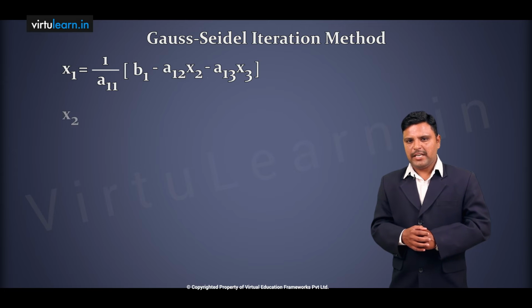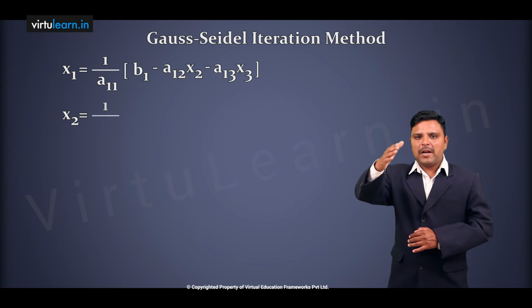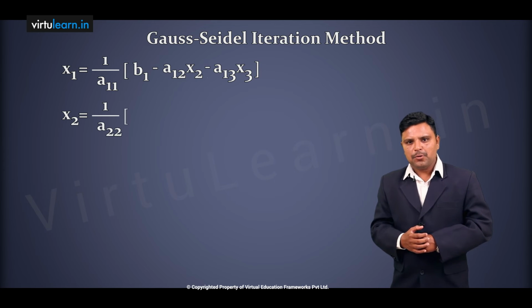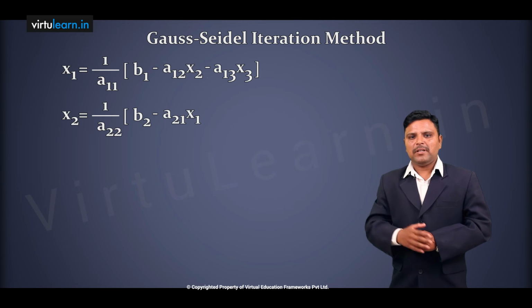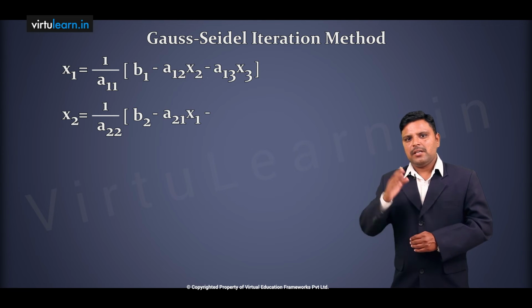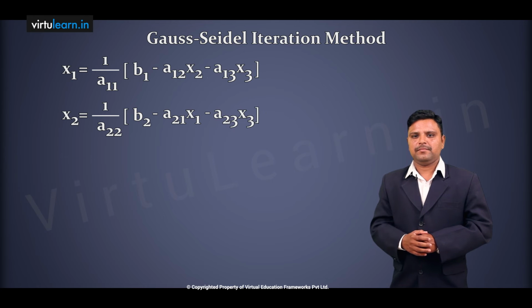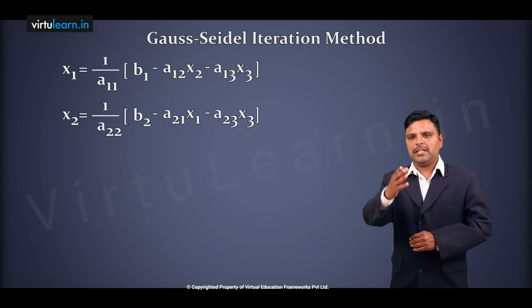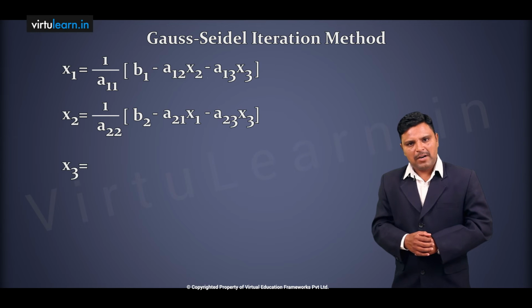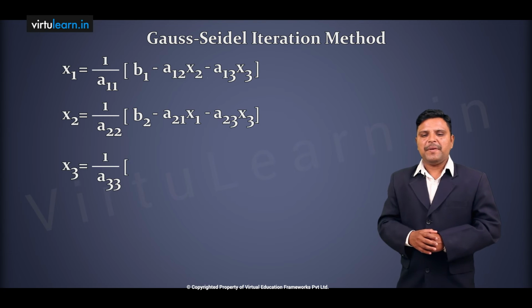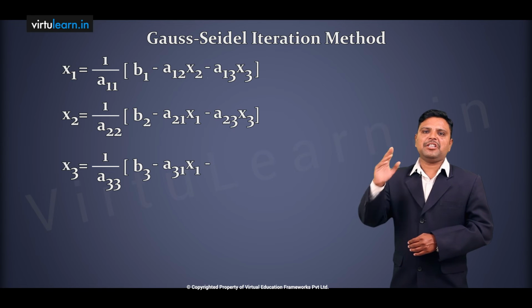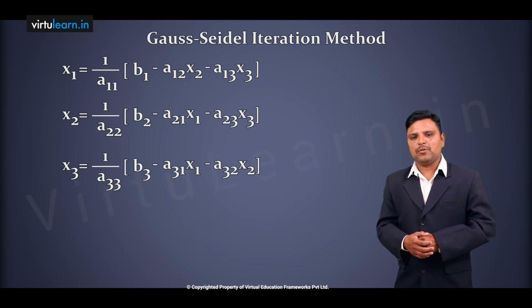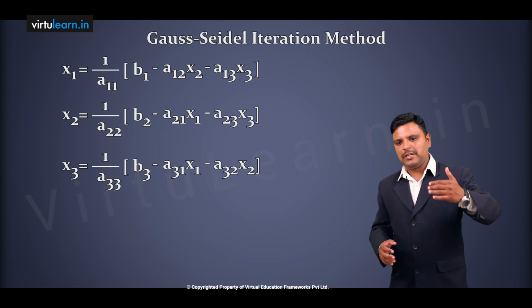Next, the formula for x2. x2 equals 1 by a22 into b2 minus a21 x1 minus a23 x3. This is the formula of x2. Next x3 equals 1 by a33 into b3 minus a31 x1 minus a32 x2. Like this you write three formulas for x1, x2 and x3.